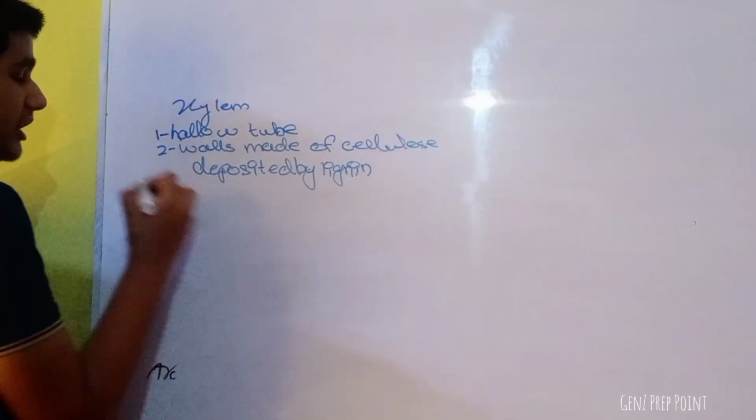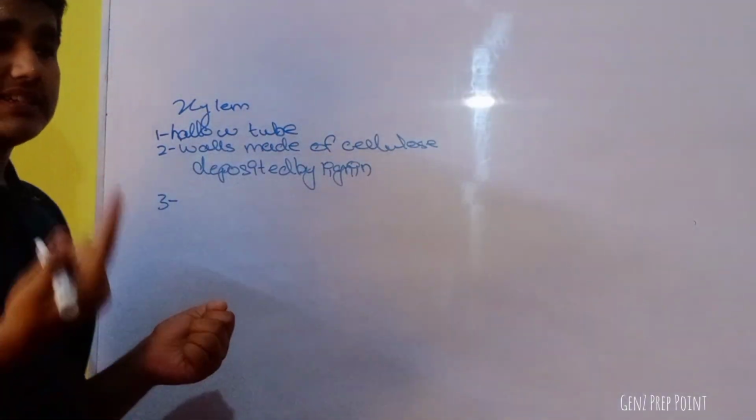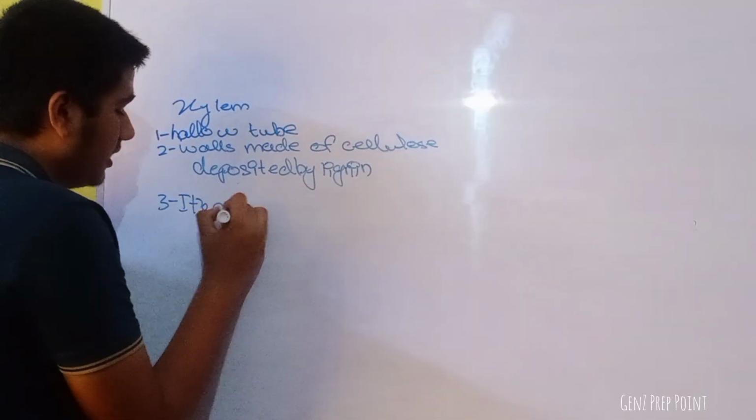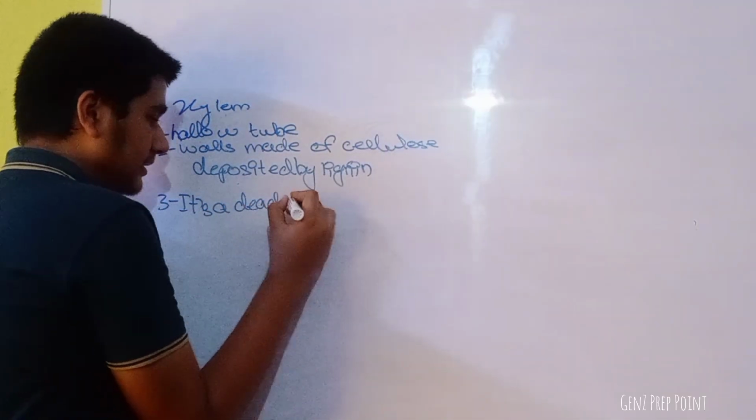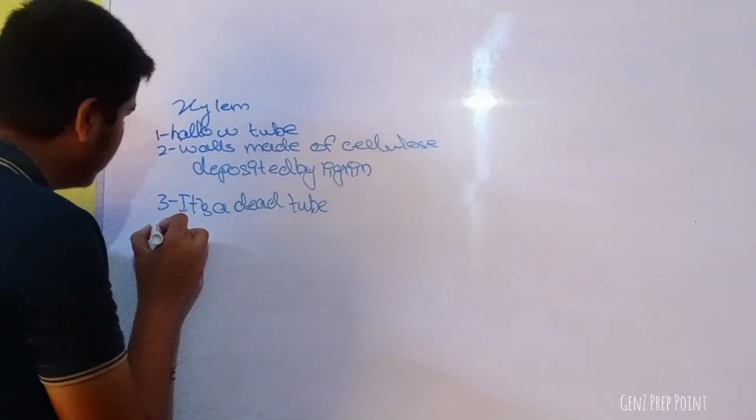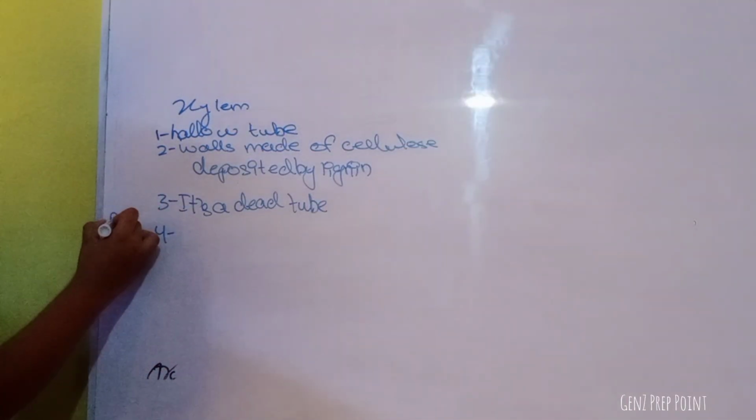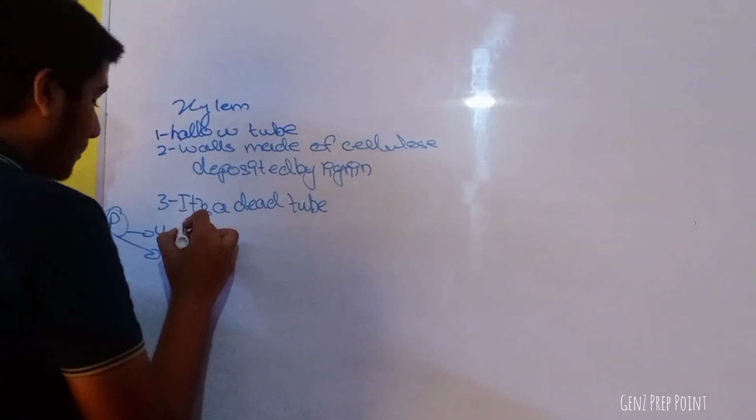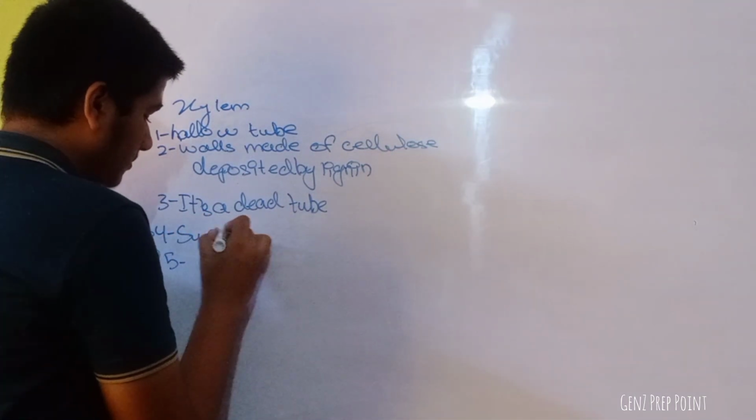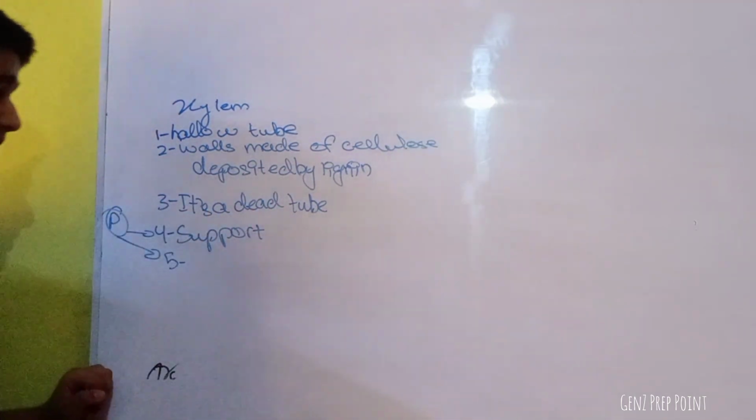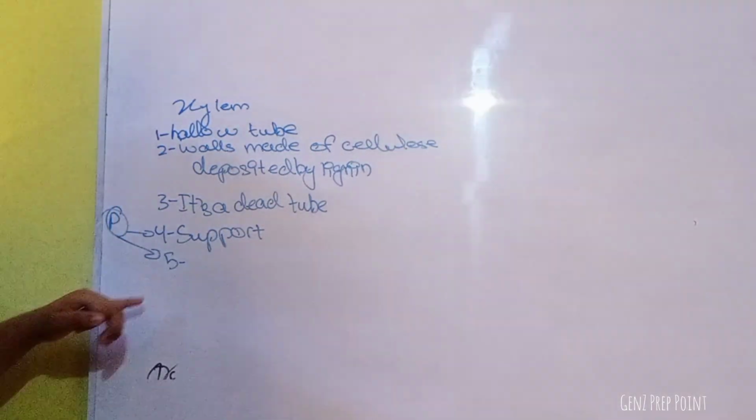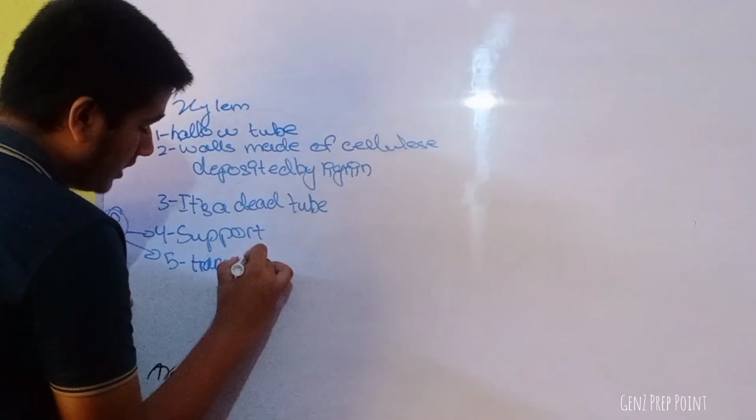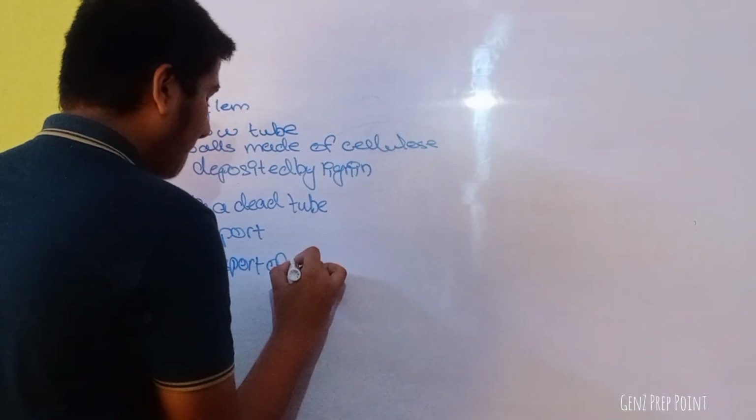Is it a living tube or a dead tube? Why is it a dead tube? Because it doesn't have cytoplasm. It's a dead tube. The fourth, what's its purpose? Support and strengthen the tree. What's the other purpose? Transport of minerals.